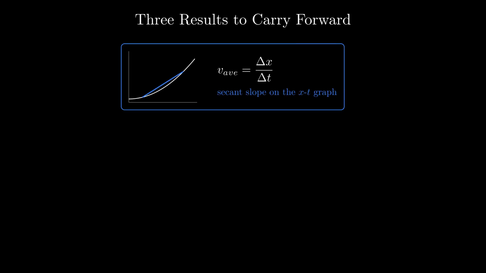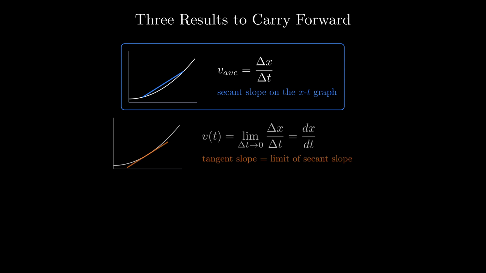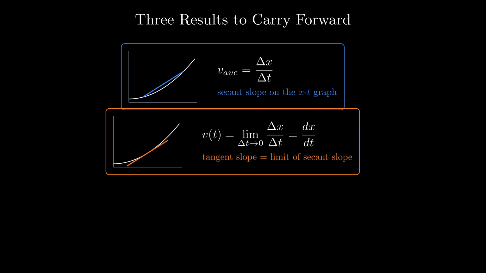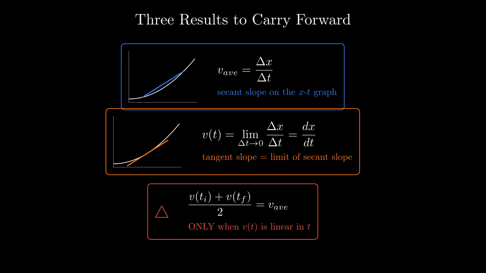3 results to carry forward. Average velocity is displacement over time, the slope of the secant line on a position time graph. Instantaneous velocity is the limit of that ratio as the interval shrinks to 0. The slope of the tangent line, equal to the derivative dx over dt. And the arithmetic mean of endpoint velocities equals the average velocity only when velocity is a linear function of time.